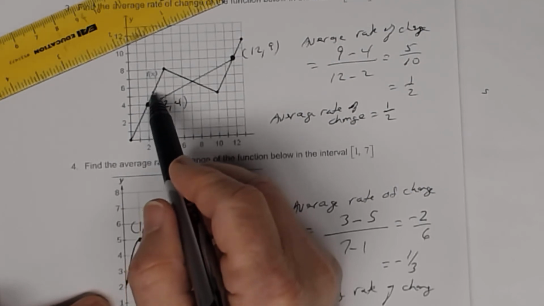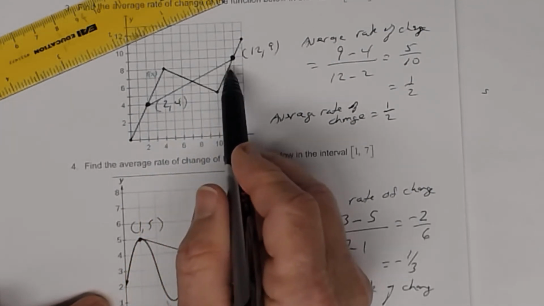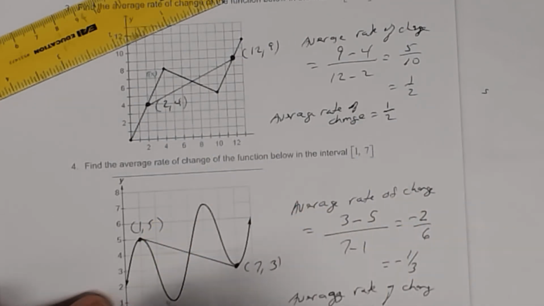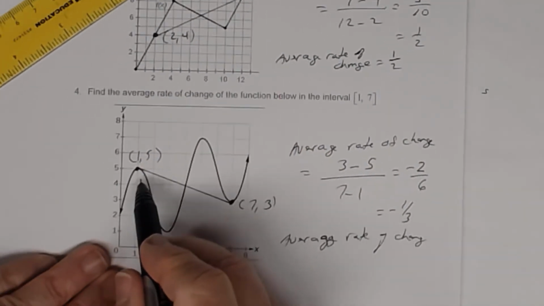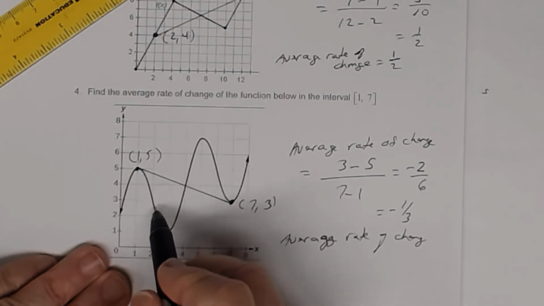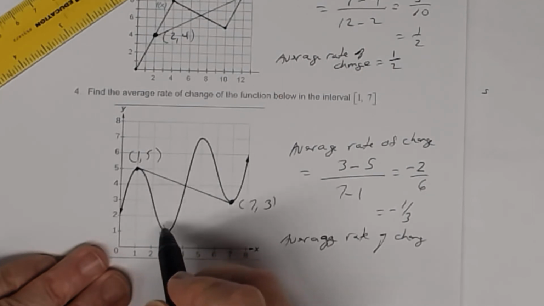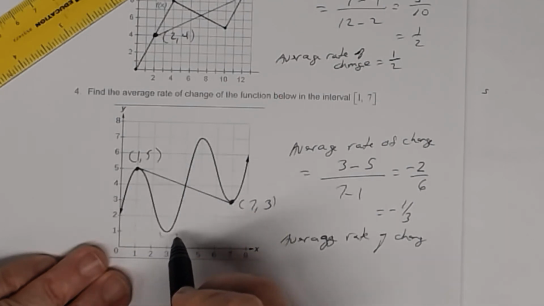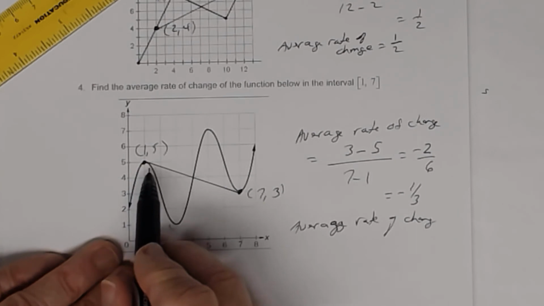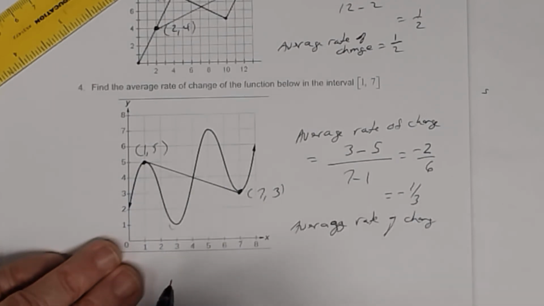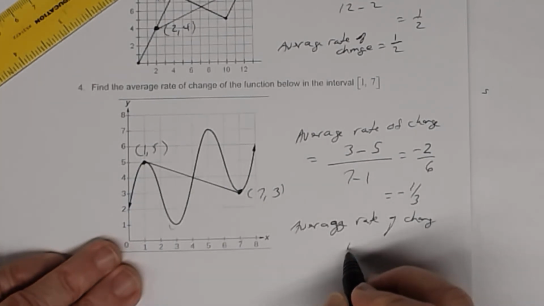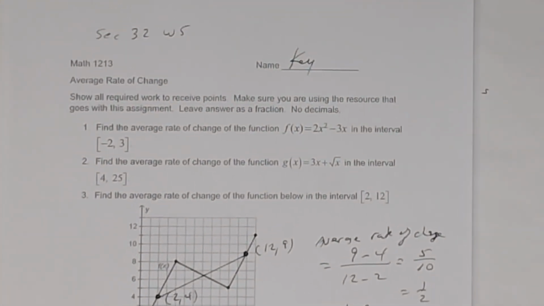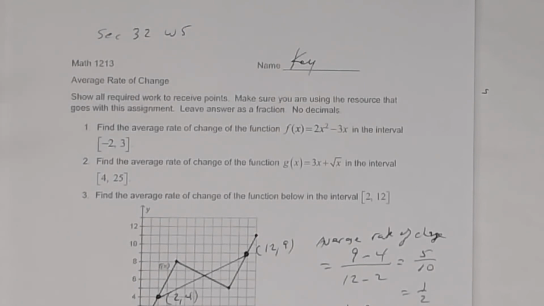Now, see how some of this is positive, some of this is negative, some of this is positive, but when you look at all of them together, the average is 1/2. Same thing here. See how you're going down? So the average y value is changing, is decreasing. Here it's increasing, here it's decreasing. But taking all together, the average is a negative 1/3. All right, so that is the key to the worksheet on average rate of change.